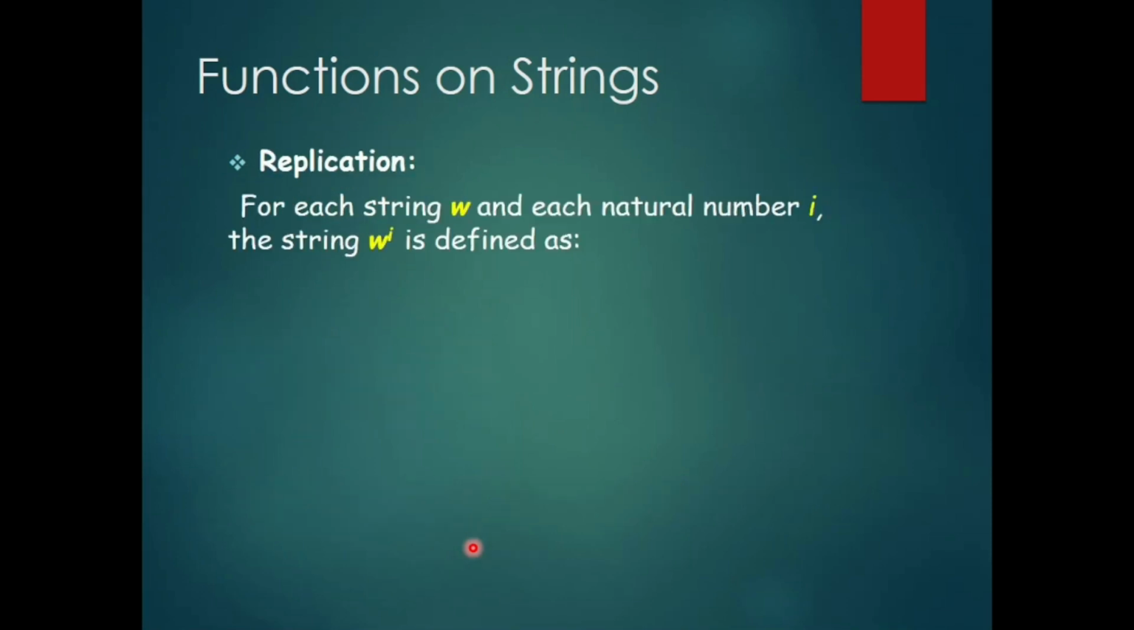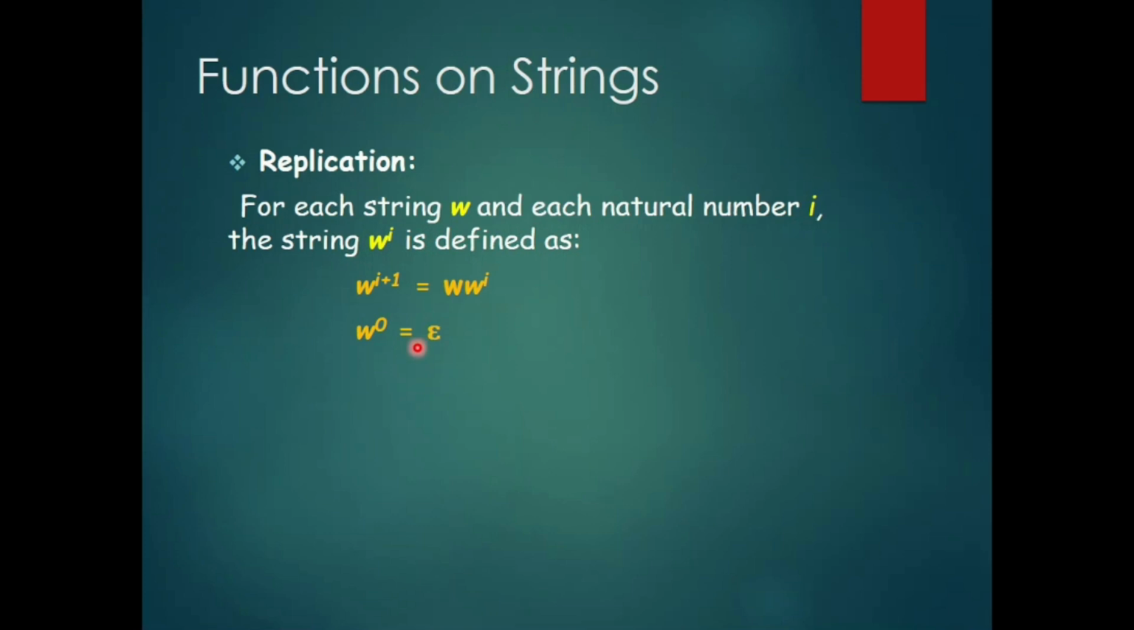Functions on strings. We'll continue with a few more functions. Replication. So what does replication say? This is how I can define a replication. For each string W and each natural number I, the string W to the power I is defined as: W to the power I plus 1 is equal to W concatenated with W to the power I, and W to the power 0 is equal to epsilon. So basically I'm replicating the string W I number of times, and if it is equal to 0, then I'm repeating W 0 number of times, which gives me epsilon, right?